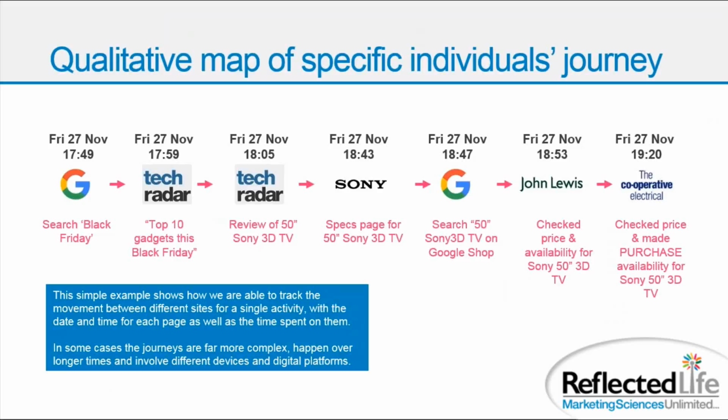So every web page they go to, we can see that it started on Friday the 27th at 5:49, where they go to Google and put the phrase Black Friday into search. They then go to an independent expert to see what they thought about the offers available. They then took their advice on a particular product. They checked out that product on the brand's website. They then go back to Google because they want to search for the best price. They look at that product on 2 retailers before they ultimately make the purchase.